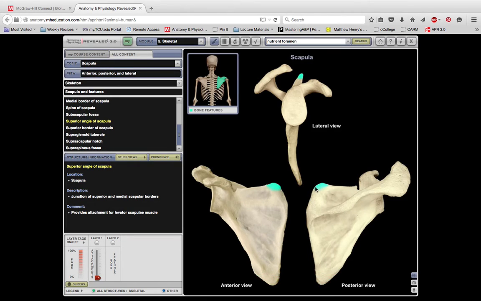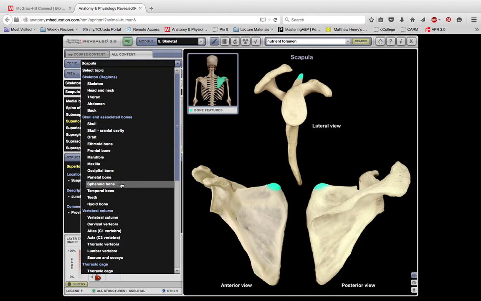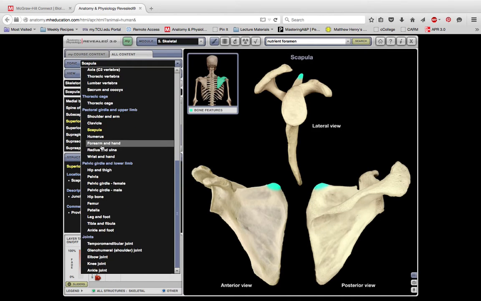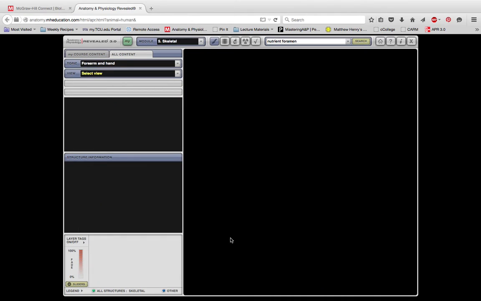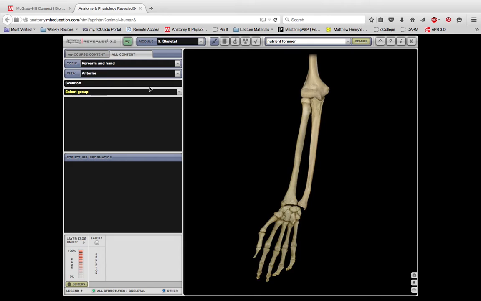So that's the scapula. Again, the clavicle and the scapula make up the pectoral girdle, the first part of the appendicular skeleton. Let's use this to move to the bones of the upper arm. We're going to scroll down this list and move to the forearm, let's see, forearm and hand. This is the view we're going to start with here. We'll look at the anterior view.